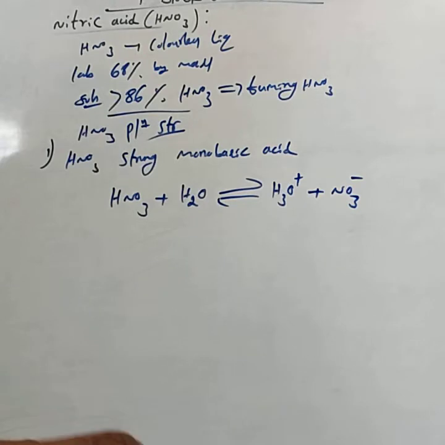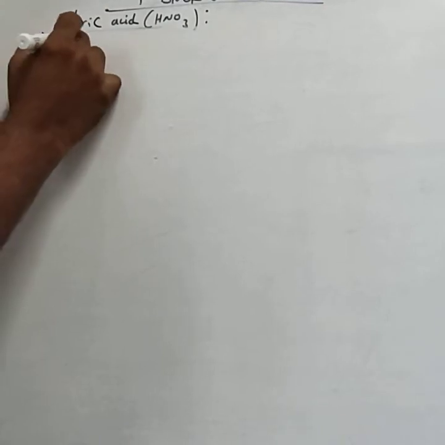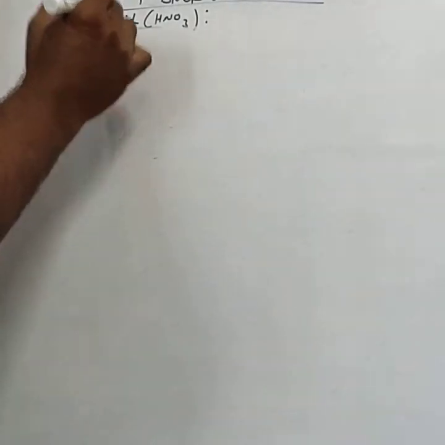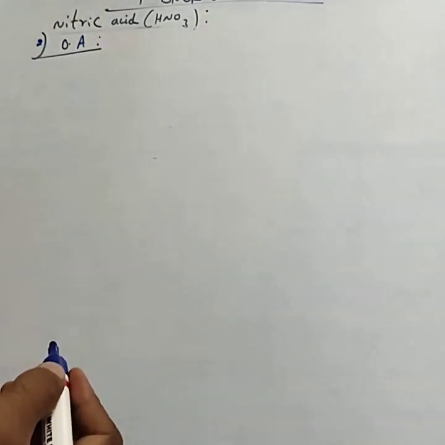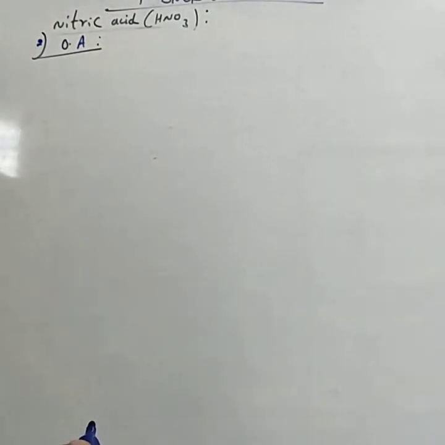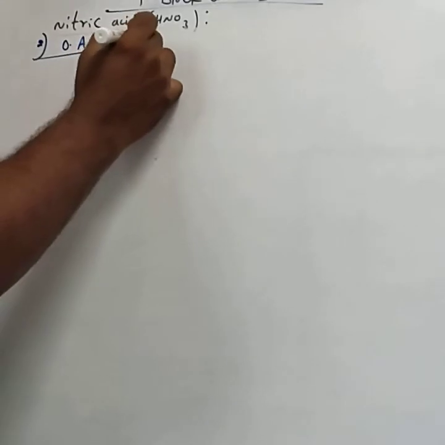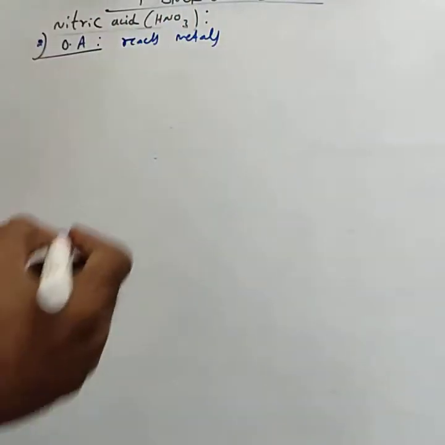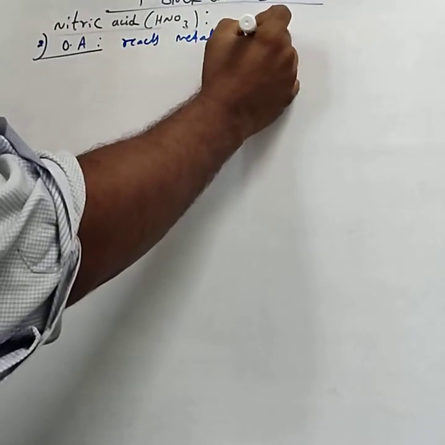Then consider the oxidizing property. The second chemical property is oxidizing agent. HNO3 is a strong oxidizing agent. It reacts with the majority of metals except noble metals.